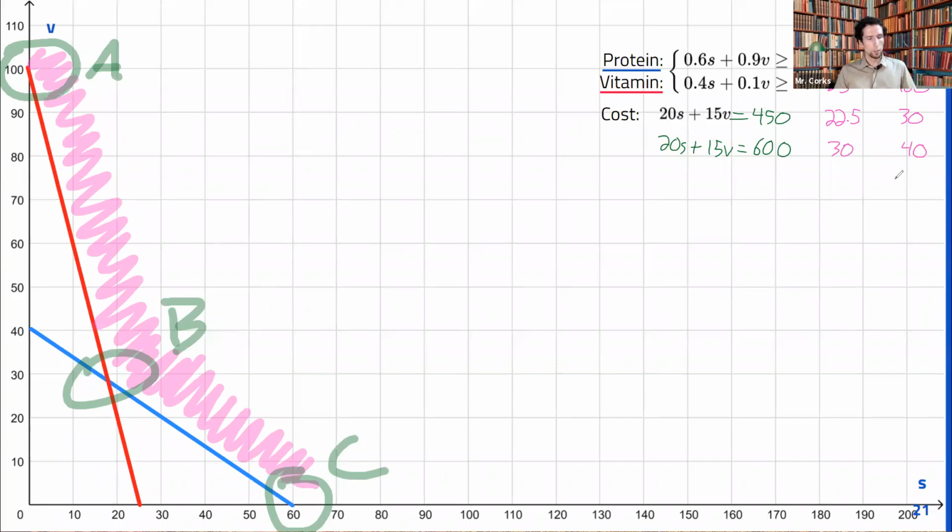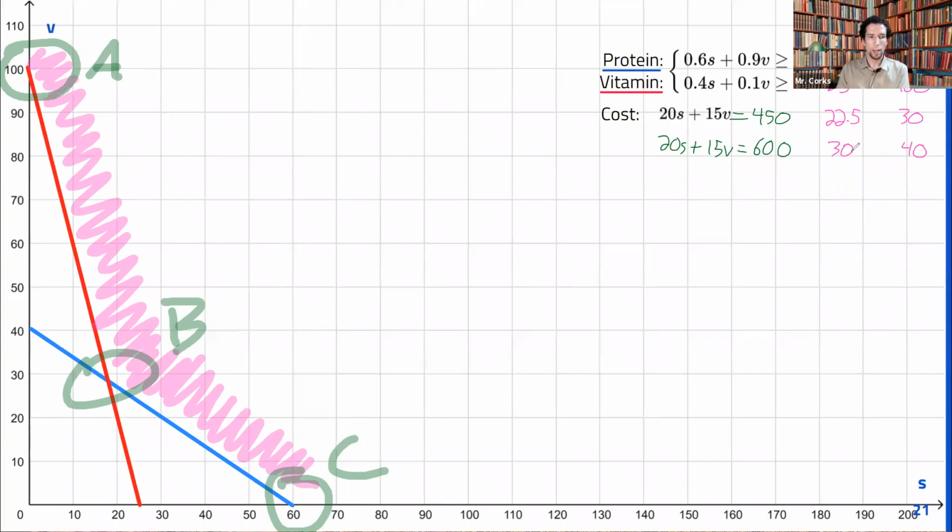Okay. So looking down at our graph, we can see the kind of scale that we're working with. So 30 on S and 40 for V. Would that give us an iso-cost line that's going to work? It looks like it. So 30 and 40, it's a little bit lower than the middle or the average for the other constraints here. So that seems like it'll work.